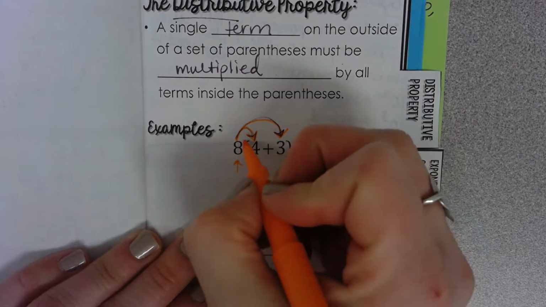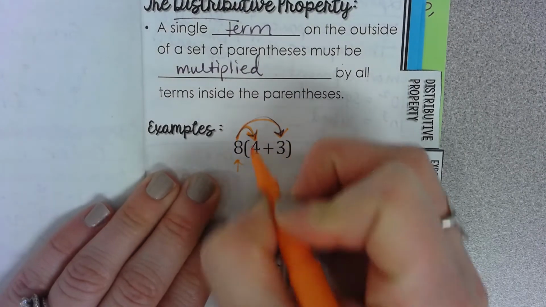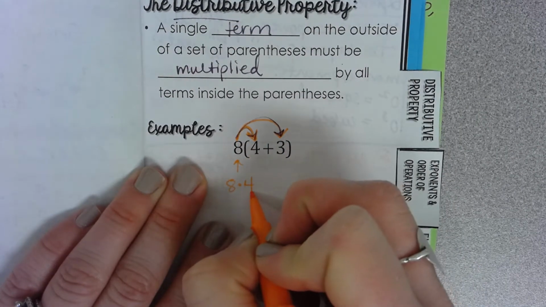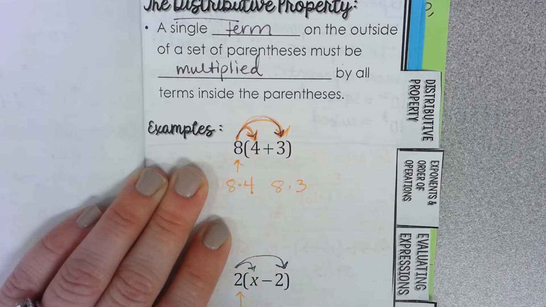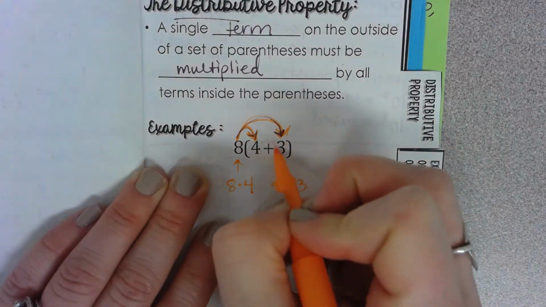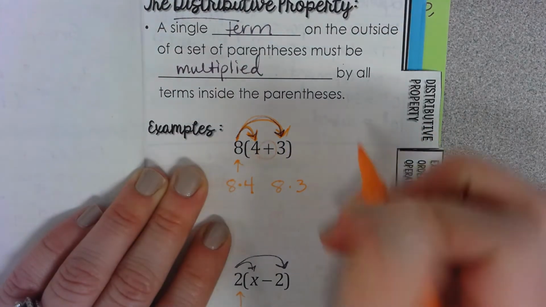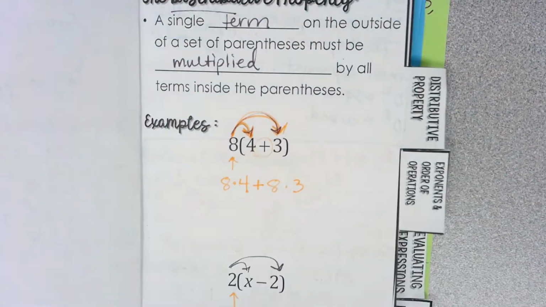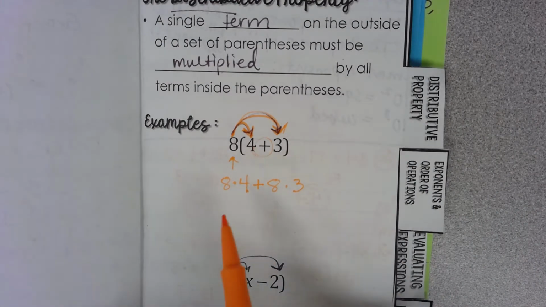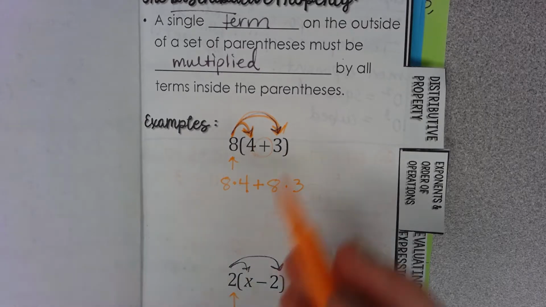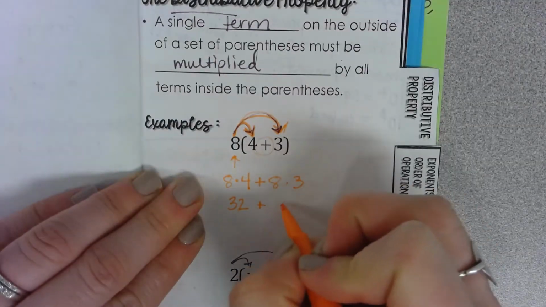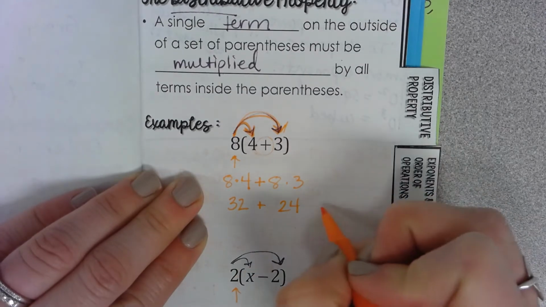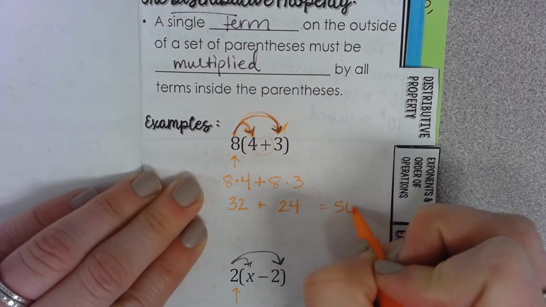So we end up getting a problem that looks like this. 8 times 4 and 8 times 3. Then whatever operation I'm doing with the numbers inside the parentheses transfers down below. Okay, so now my problem is 8 times 4 plus 8 times 3. So I know that 8 times 4 is 32 plus 8 times 3 is 24. When I add those two together, I get 56.